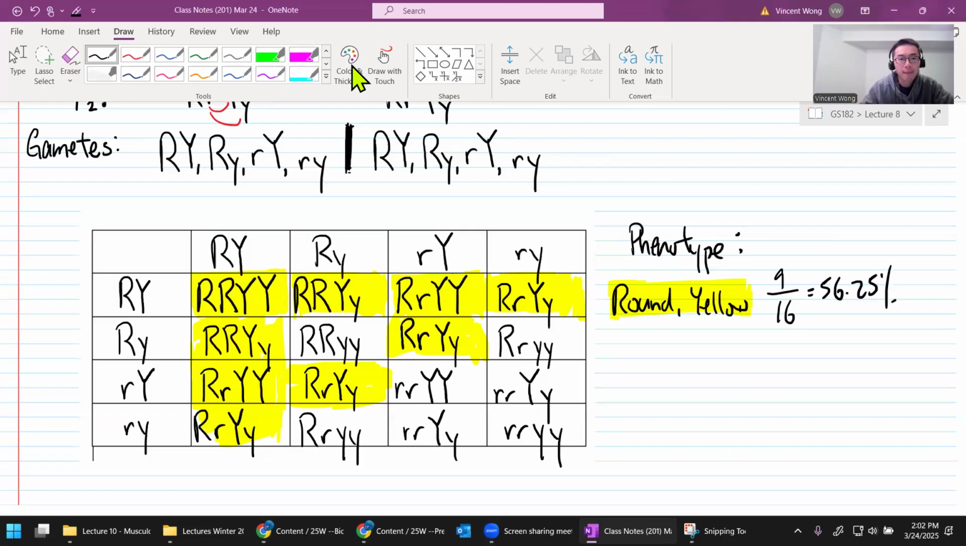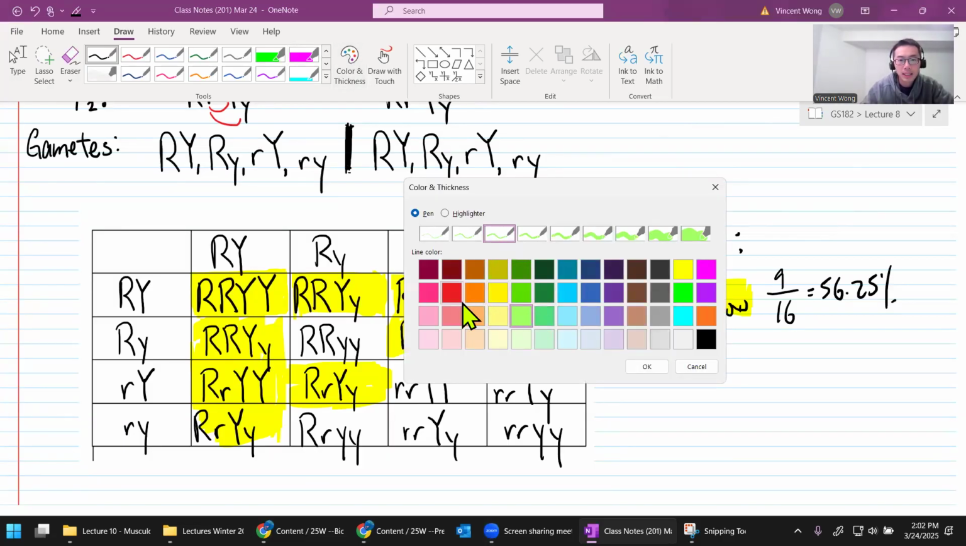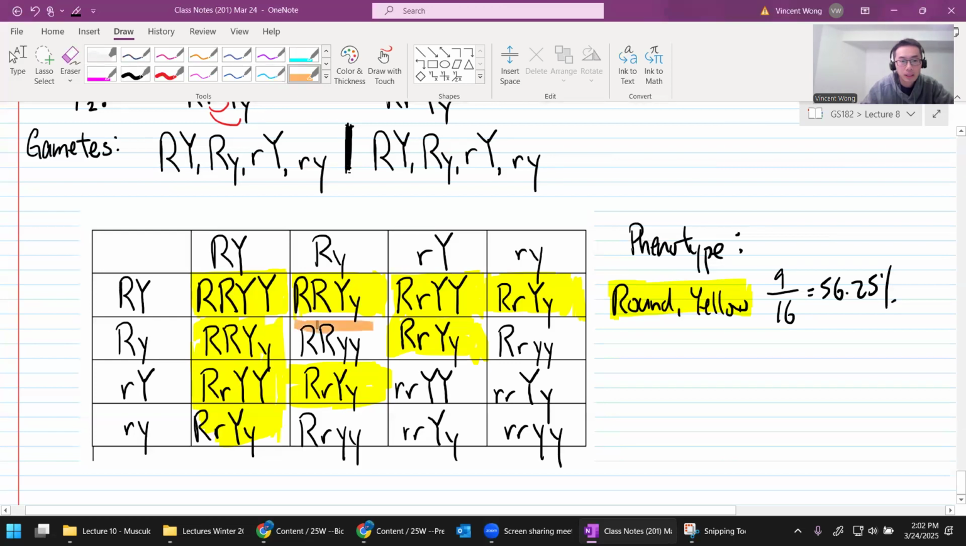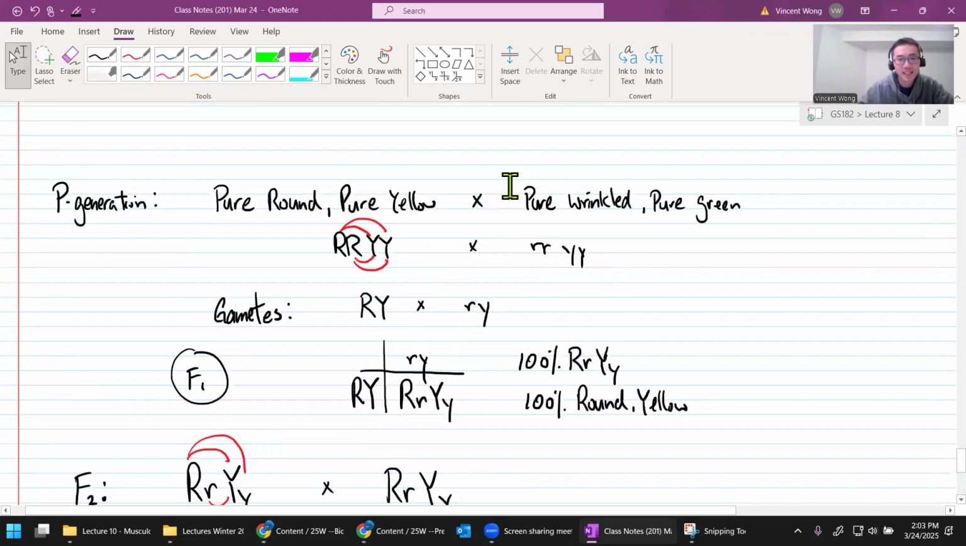Okay, let's do another one. Let's do another color. What is this one? What's the genotype? I mean phenotype. What does it look like? So it's round, not orange. Don't get confused with the highlighter. Round and green. Green, yes, green, right? Look here.